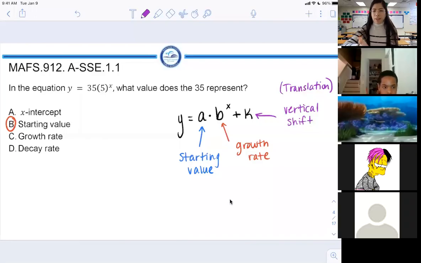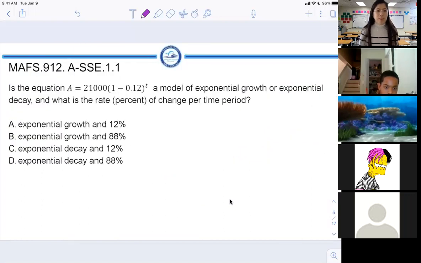Here's problem number 1. If you're watching at home, you can pause your video. Problem number 1. Okay, problem number 2. Is the equation A equals 21,000 parentheses 1 minus 0.12 to the power of t a model of exponential growth or exponential decay? And what is the rate or percent of change per time period?